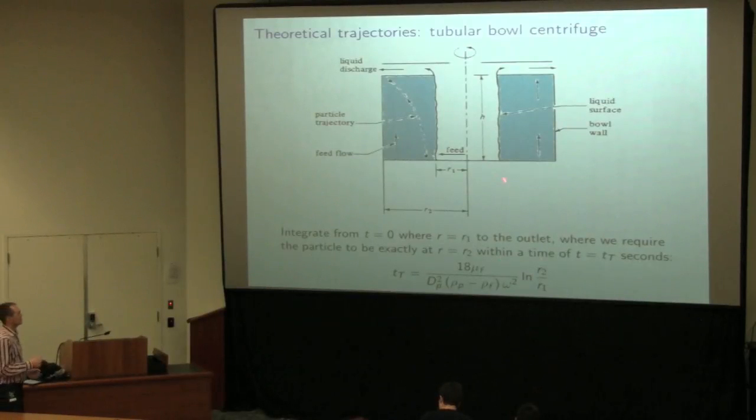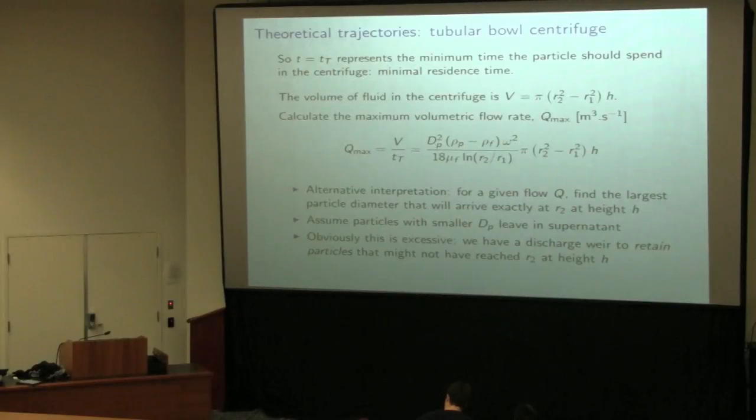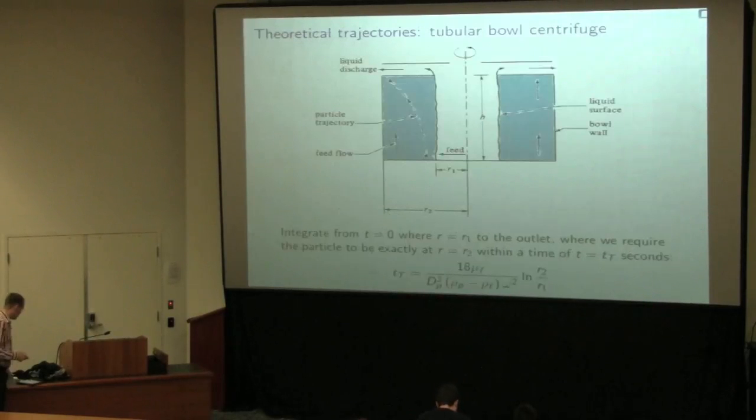A simple integration of the previous equation between the limits of time from 0 to tt, and from radius r1 to r2, will get you that equation. So that's that time. Now, one way we can interpret tt is the minimum time a particle should spend in the centrifuge. What do I mean by that? If that particle spent longer in the centrifuge, tt is the minimum time in the centrifuge.